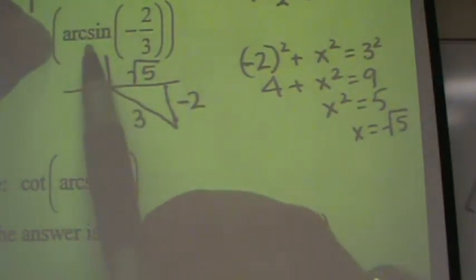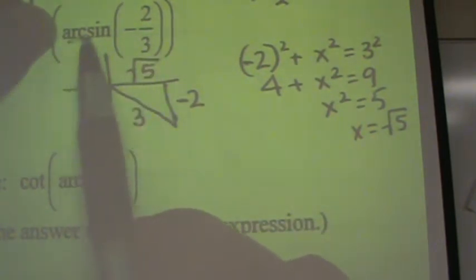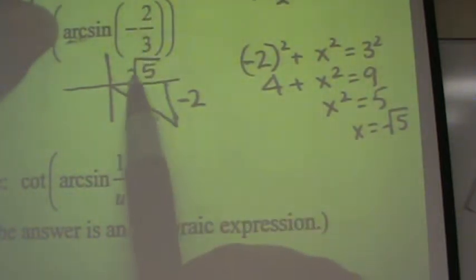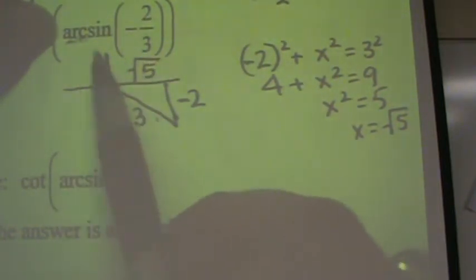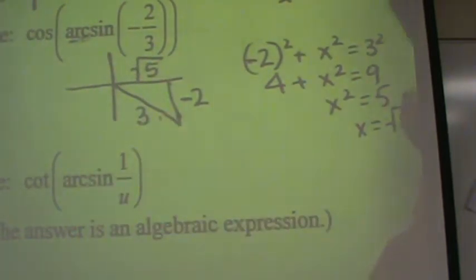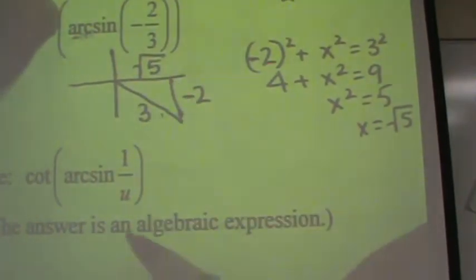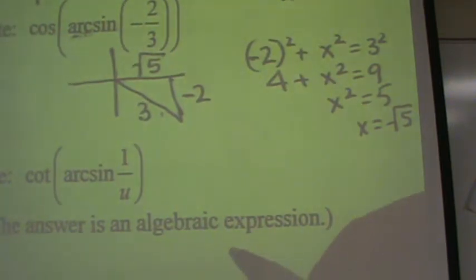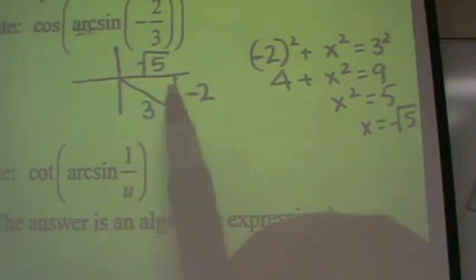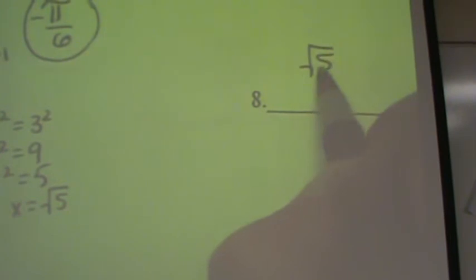So now, all I did was I positioned this triangle in quadrant 4 because of the word arc and the fact that it's negative. If it were a positive 2/3, it'd be in quadrant 1. If it said arc cosine, we would be in quadrant 2 with a negative. If it said arc tan, you'd call this -2 and this 3. You guys get this? Okay, now I want to know what's the cosine of this triangle. What's the definition of cosine? Adjacent over hypotenuse. So what's the answer? √5/3.